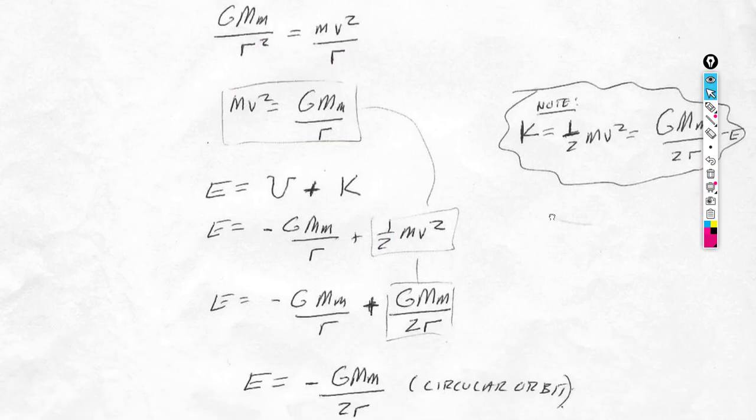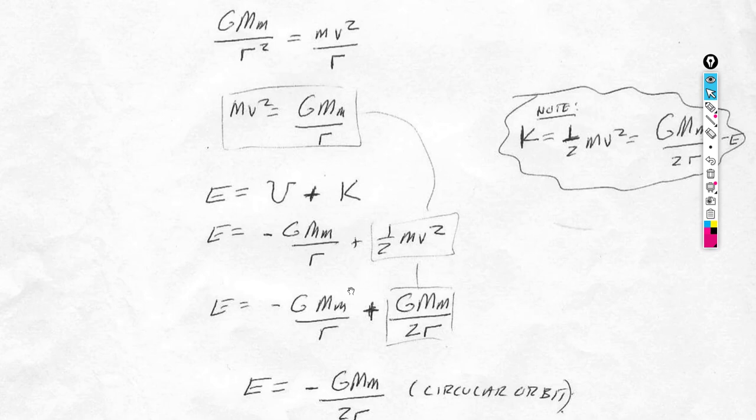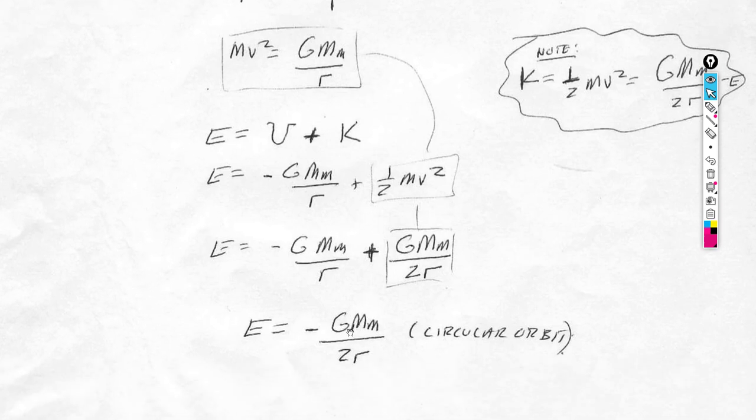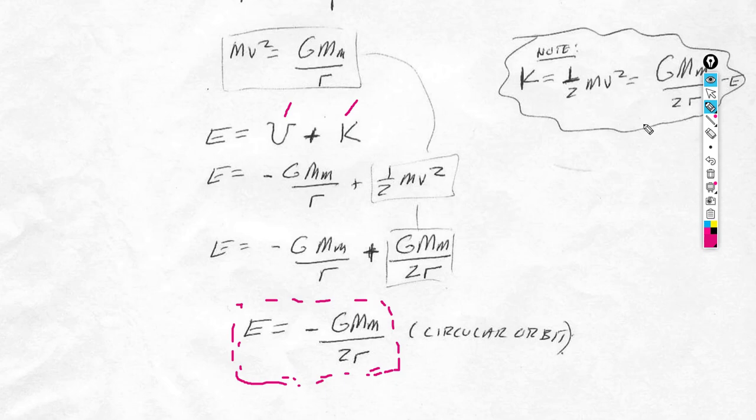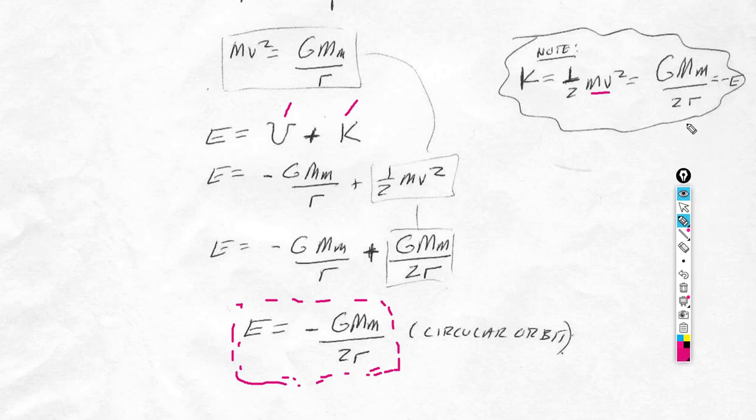So what does that mean? What's the point of doing that? The point is to show you that negative 1 plus 1/2 gives you negative G M little m over 2r, which is the total energy of the system, of all of the energy in a circular orbit. That's the total U plus the total K. So the kinetic energy is 1/2 mv squared, which is G Mm over 2r, which is negative E. So the kinetic energy is negative E. So it's a mirror of the total energy.